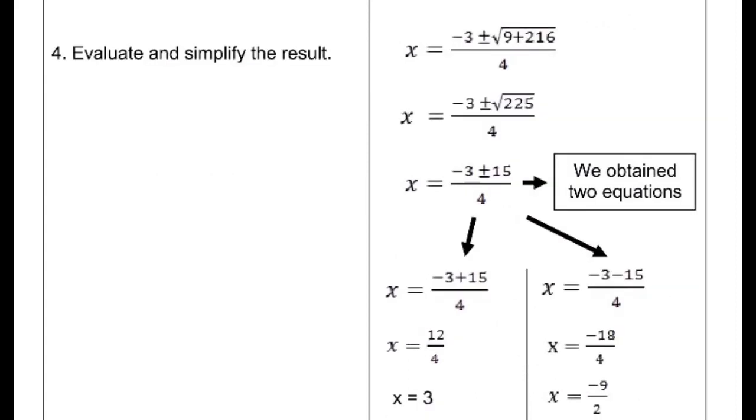Then we have two values here, x equals negative 3 plus 15 over 4, and x equals negative 3 minus 15 over 4. And solving for x, negative 3 plus 15 is 12. 12 divided by 4 is 3. Then negative 3 minus 15 is negative 18. Divided by 4 is negative 9 over 2.